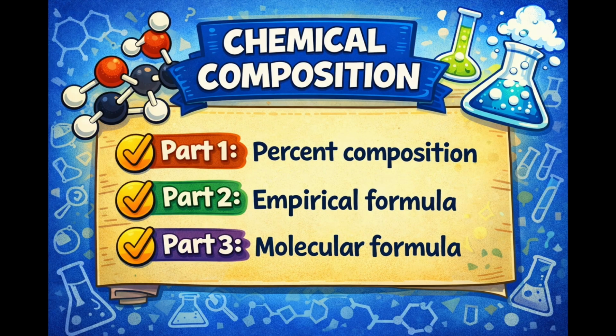In part 2, we're going to be using percent composition to help us find the empirical formula, also known as the simplest whole number ratio of a compound. And then in part 3, we'll go even further and determine the molecular formula.